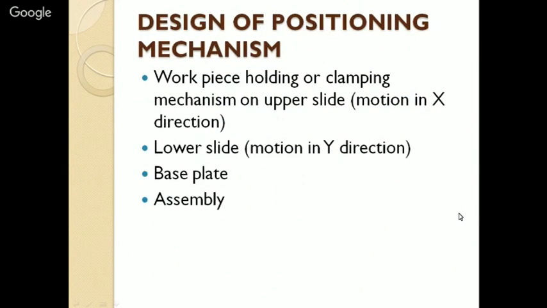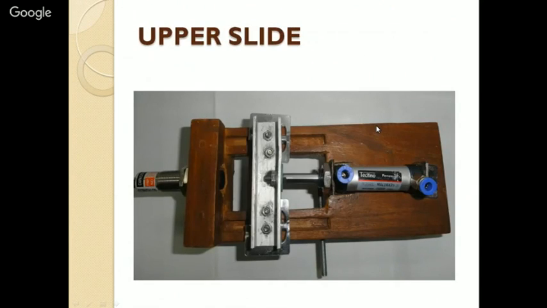Then the positioning mechanism. So this is the upper slide. This is the pneumatic actuator, and this is the jaw which will move in these grooves. And this is the capacitive type proximity sensor which will detect the object.